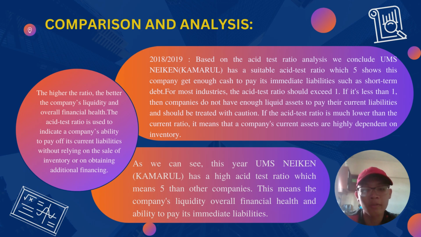So we can see that from the three years, 2018, 2019, and 2021, UMS Naked has a high acid test ratio, which is 5, higher than the other companies. This means the company has quality financial health and the ability to pay its immediate liabilities.